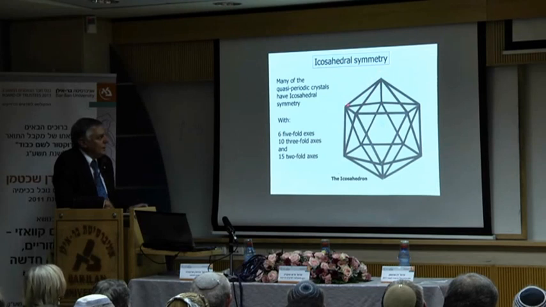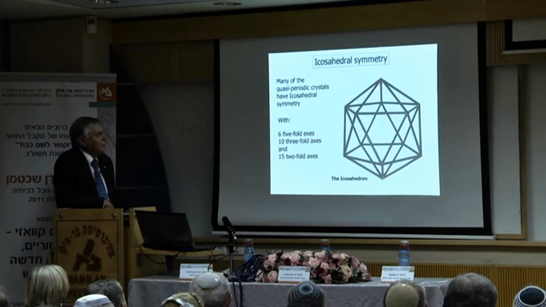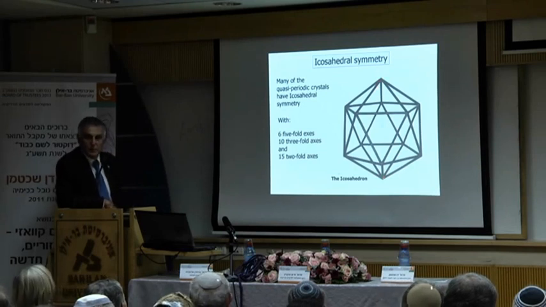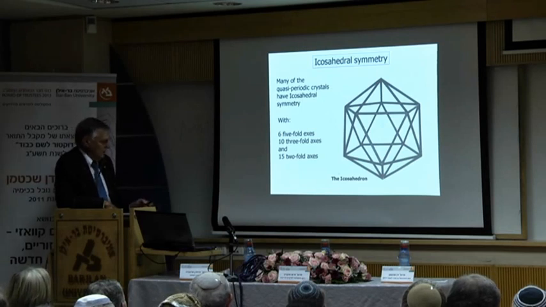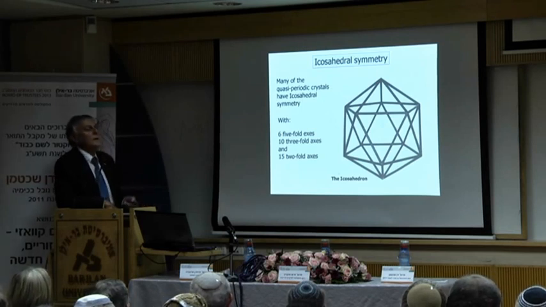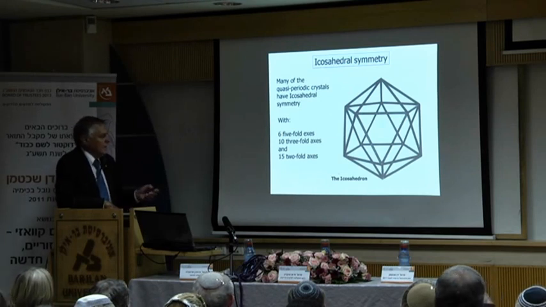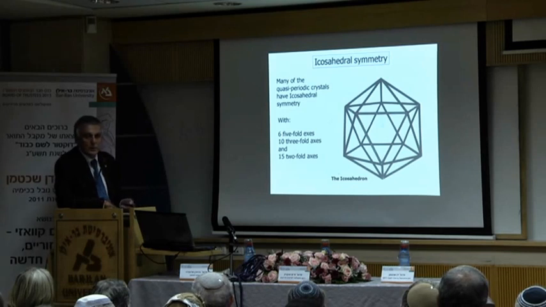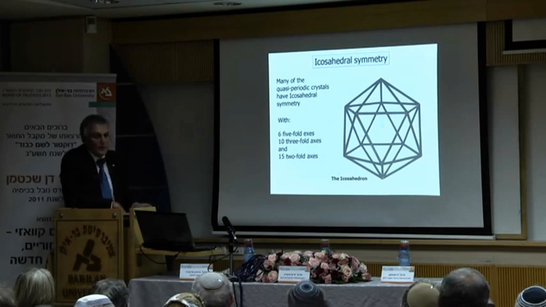From here, again 5-fold. From here, again. We have 6 of them: 1, 2, 3, 4, 5, 6. Down here is the negative of that, so we don't count it. So these are 5-fold rotation axes, and we have 6 of them, and so on and so forth. And because my first crystals had exactly the same symmetry, we call the first phase the icosahedral phase, or later on known as the I phase.